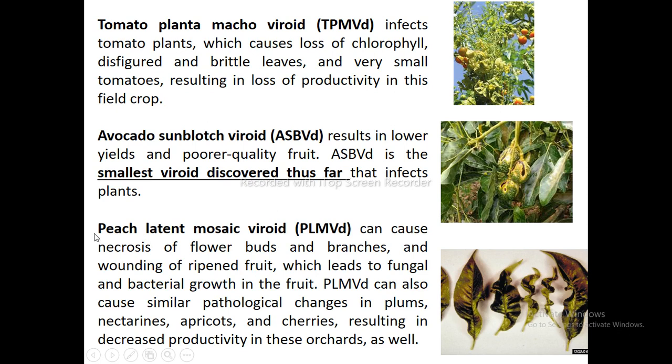Another viroid is peach latent mosaic viroid that can cause necrosis of the flower buds as well as branches, and wounding in the ripened fruit, which ultimately results in fungal and bacterial infections in the fruit. This can also cause similar pathological changes in plums, nectarines, apricots, and cherries, resulting in discrete changes and decreased productivity in the orchards of these fruits.